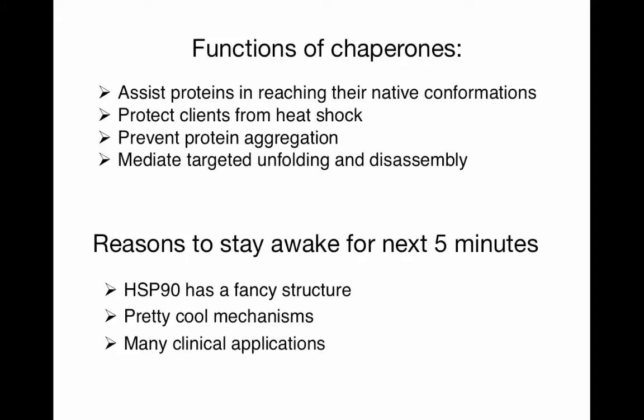A fairly important bit of information would be that Hsp90 is a chaperone protein. In general, chaperones can do a few important things, like assisting proteins in reaching their native conformations, protecting their clients from heat shock during complex assembly, preventing protein aggregation, or mediating targeted unfolding and disassembly. Chaperones can operate on a wide range of structures, mostly due to their lack of a well-defined pocket for client binding. And in this video, I will be talking about Hsp90 structure, cycling mechanism, and clinical applications.